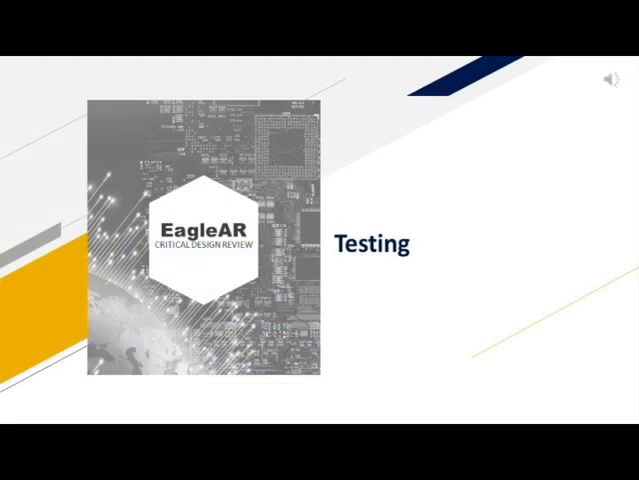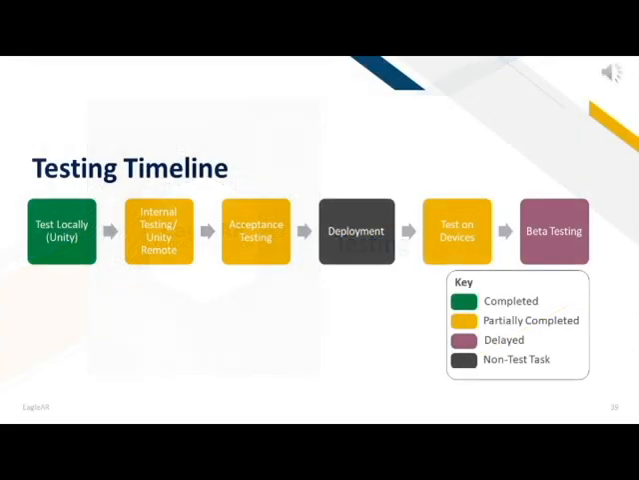So now we'll talk a little bit about our test plans and the tests that we have already completed. Here's the timeline we plan to follow for testing. For each section of code, first we would test it locally in Unity, and then we would do internal testing using Unity Remote, in which we could download the code directly to our device and see if it would work on our mobile device. Once it passed that internal testing, then it will be on to acceptance testing, in which we ensure that the section of code meets the requirements it was supposed to complete.